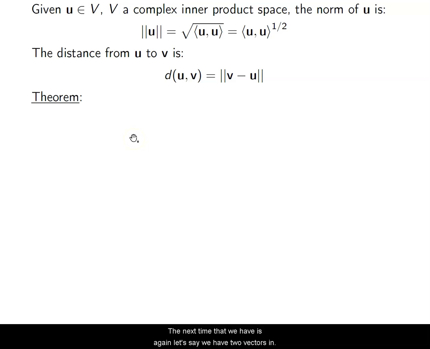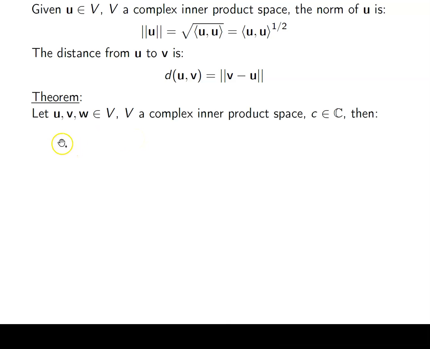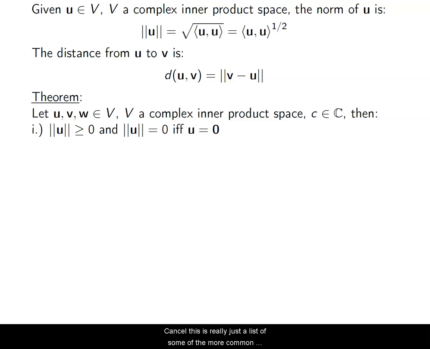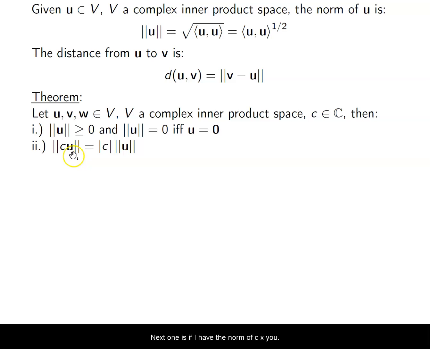And the next theorem that we have is, again, let's say we have two vectors in V, where V is a complex inner product space. Apologies, guys, we're not going to use this w vector. I must have just copied and pasted it because we've had to write this so many times. But for this one, we only need two vectors to show the properties that we have. This is really just a list of some of the more common ones that you said you're familiar with. One being that the norm of u is positive, and the only way it's going to be 0 is if u is the 0 vector. The next one is if I have the norm of c times u, I can pull out the absolute value of c and multiply that times the norm of u, right? So it's a constant term across each element of the vector, so I can just pull it out and do my norm here.